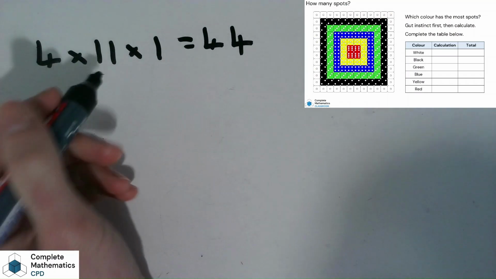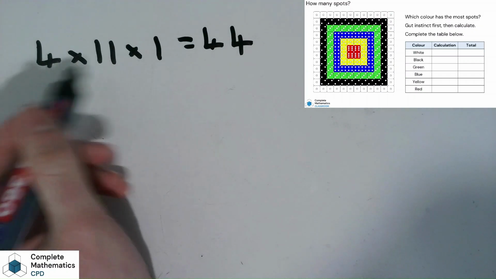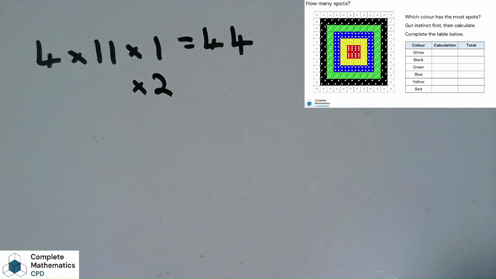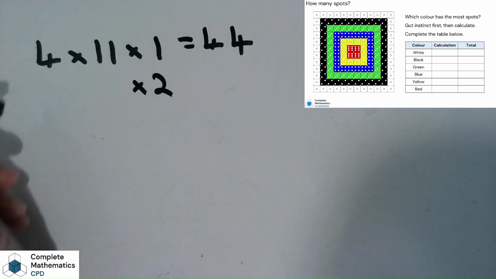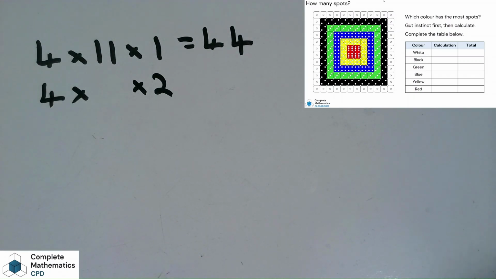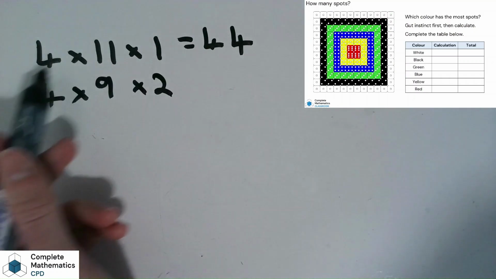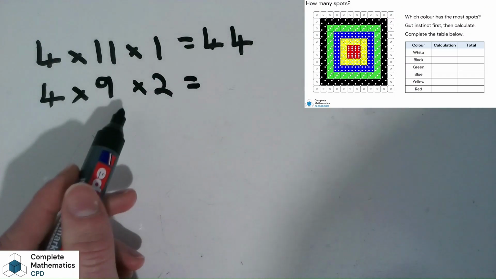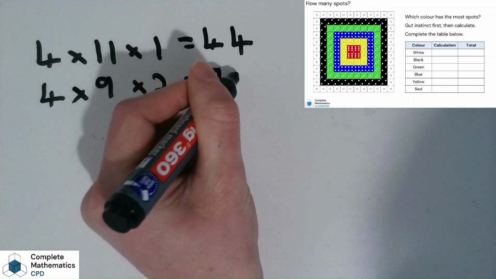Well, how does this 11 change? And how do the other numbers change as well? Well, the 1 was the value on the spot, so that's going to move up to 2 because we're counting 2s this time. It's still arranged in a square, so this 4 is going to stay the same, but this 11 is going to change. Because instead of a strip of 11 going along the top now, we've got a strip of 9, if we're going to split it into sort of four lines. So we've got 4 times 9 times 2, and at this point, pupils will start to spot a pattern, how we can calculate these systematically. So 4 times 9, 36 times 2 is going to be 72.